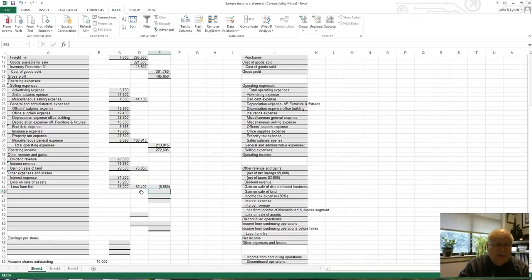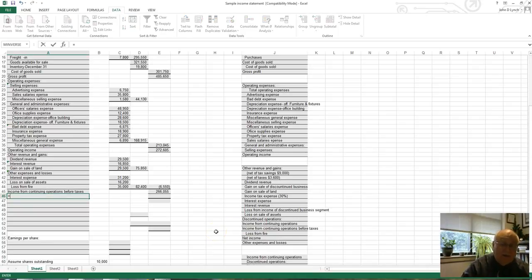We then subtract them, so we take $75,850 minus $82,400. So our other losses and expenses exceed the revenues and gains, so it's a negative number of $65,550. We then add that to the $272,605 plus the negative $6,550 to come up with $266,050. And the $266,050 is my income from continuing operations before taxes.